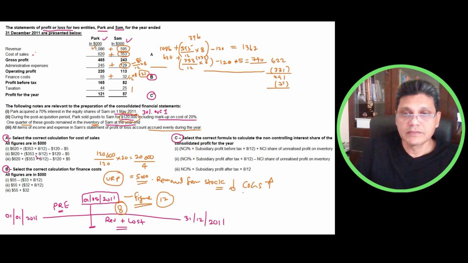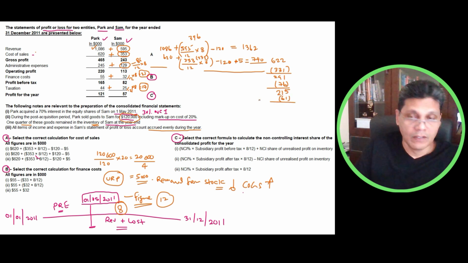Sorry, 76. 55 plus 21 is 76. The total will be 215. Then finally you take the tax amount, 44 plus 25 divided by 12 times 8. So this amount is how much? 17. So 44 plus 17 will be 61.